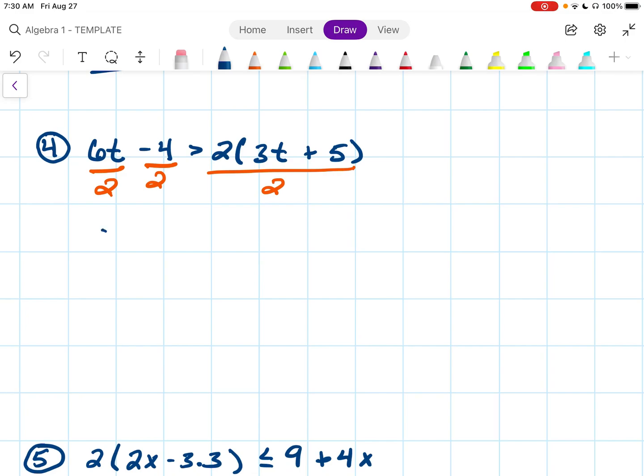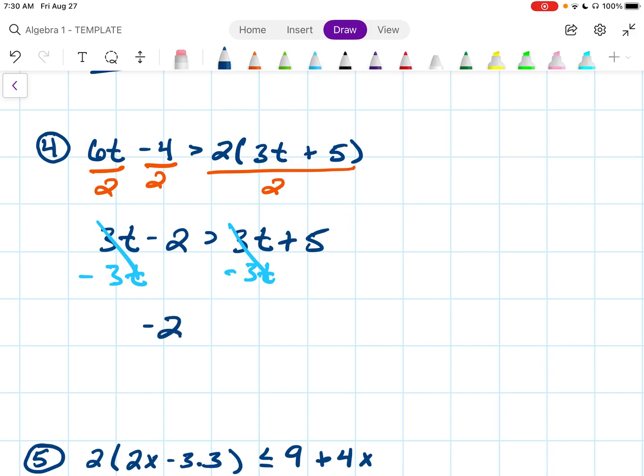6 divided by 2 is 3t minus negative 4 over 2 is 2. Well, negative 2 is greater than, and then my 2's here just cancel. 3t plus 5. Now I'll subtract my t's, subtract 3t, subtract 3t. They cancel, and we're going to be left with negative 2 is greater than 5.